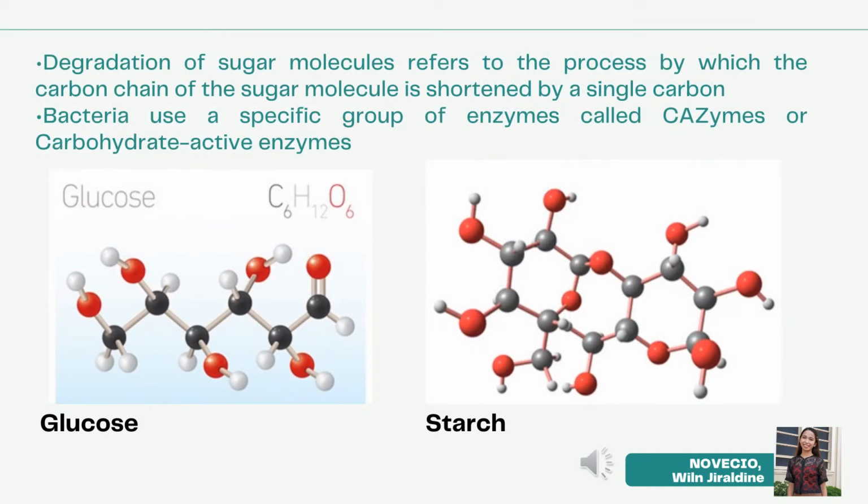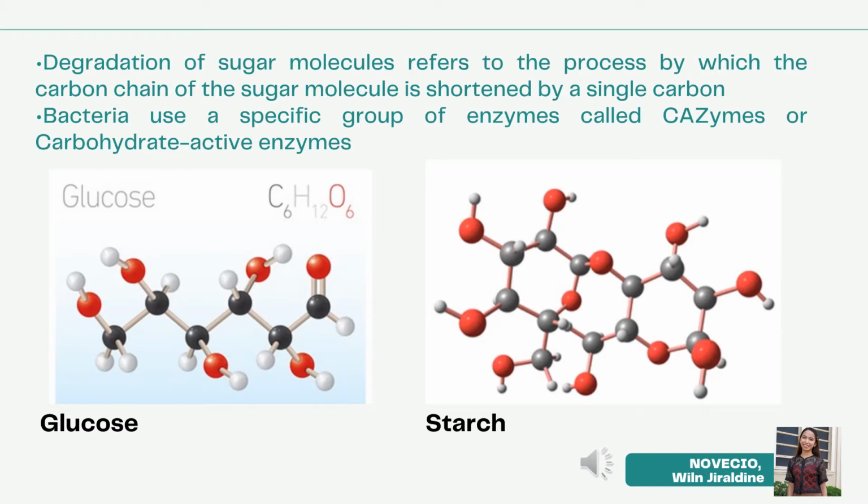The degradation of sugar molecules refers to the process by which the carbon chain of the sugar molecule is shortened by a single carbon. Simple carbohydrates like glucose are fairly easy to metabolize and can be used to power up ATP or in the synthesis of proteins. More complex carbohydrates like starch or cellulose take a bit more effort, as they need to be broken down into their component simple sugars before they can be processed.